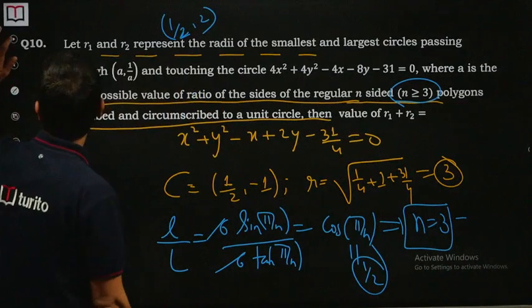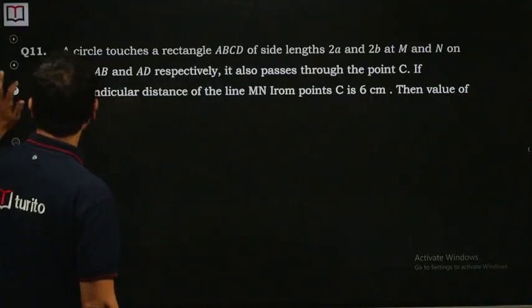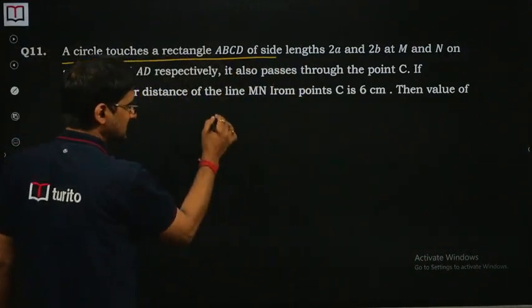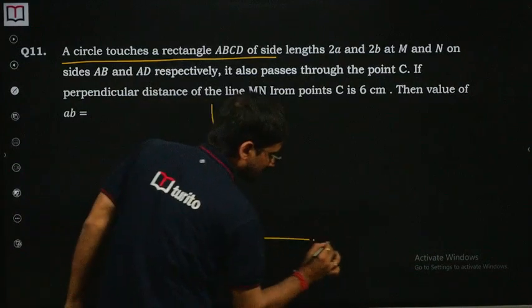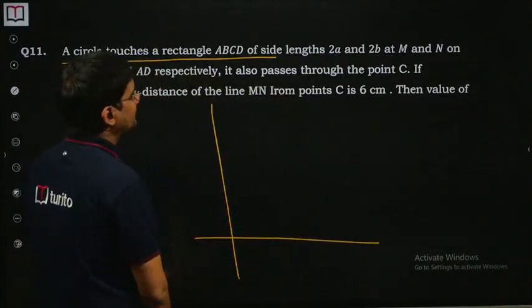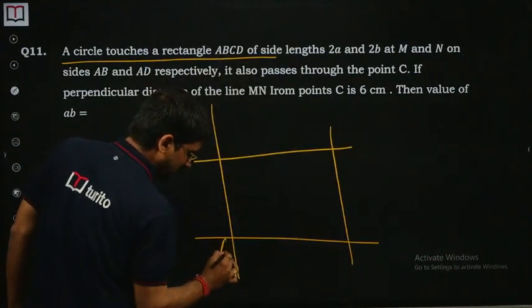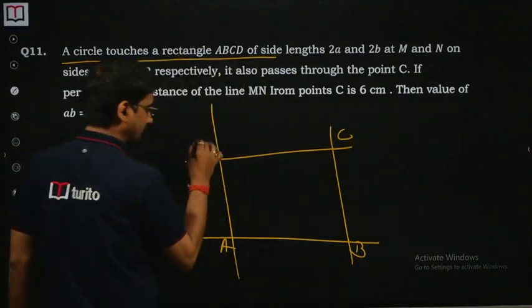Okay, so that's how I use it. Moving to the last question of the sheet: a circle touches a rectangle ABCD of side length 2a and 2b at M and N. So A, B, C, D.